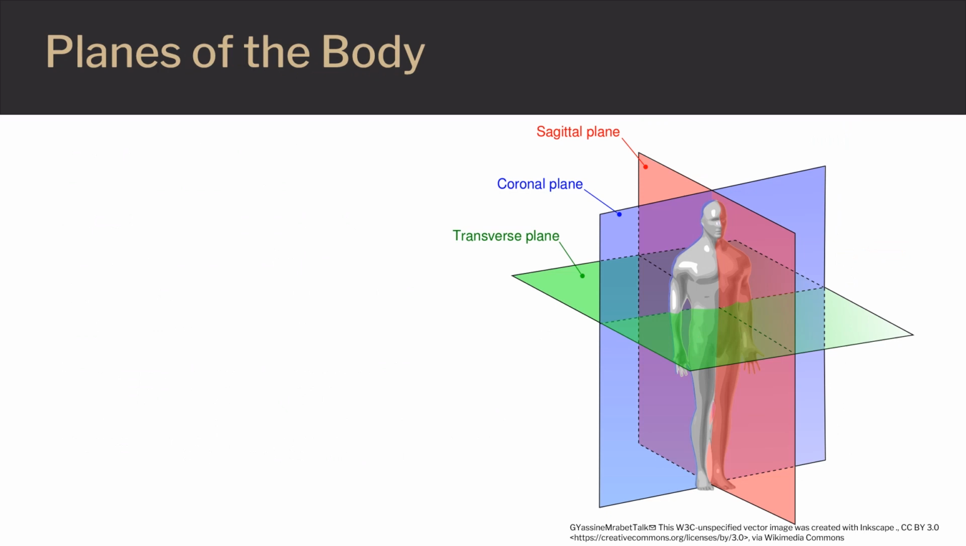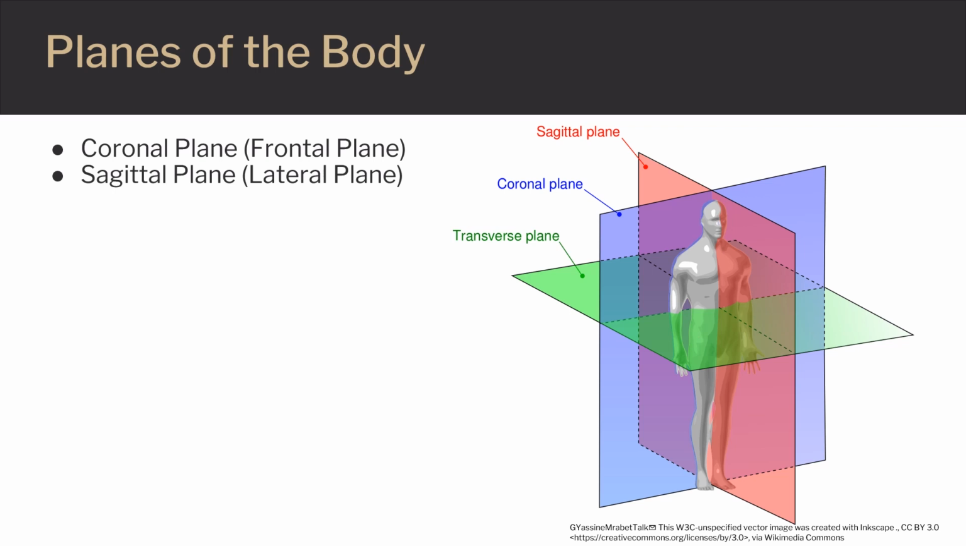The body can also be divided into planes. The coronal or frontal plane is a vertical plane running from side to side. It divides the body or any of its parts into anterior and posterior portions. The sagittal or lateral plane is a vertical plane running from front to back. It divides the body or any of its parts into right and left sides.